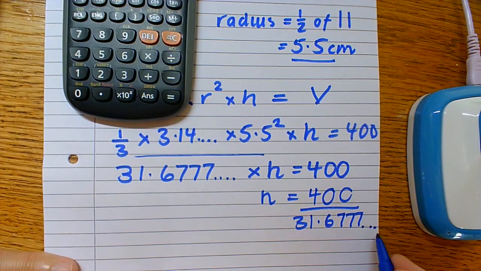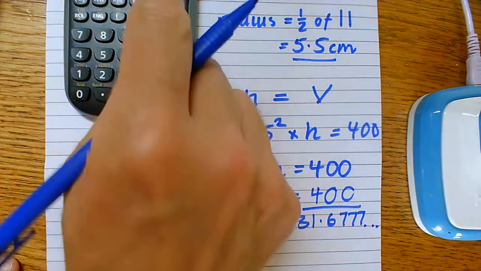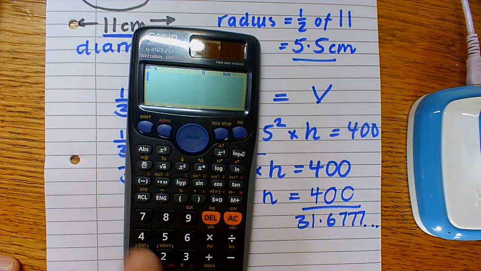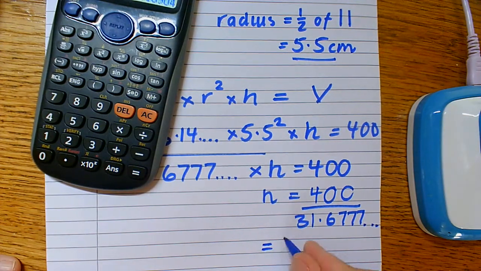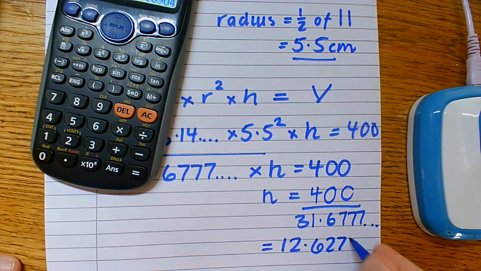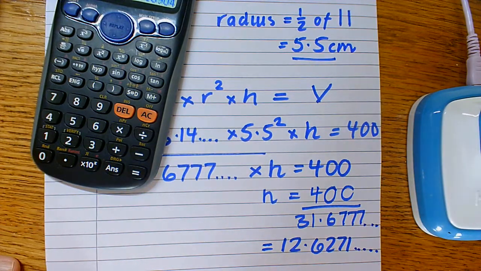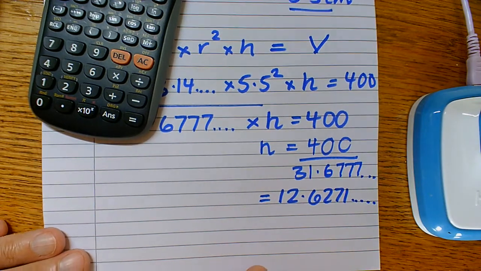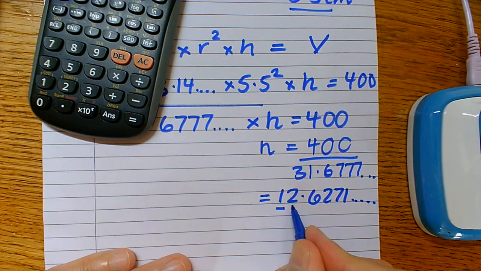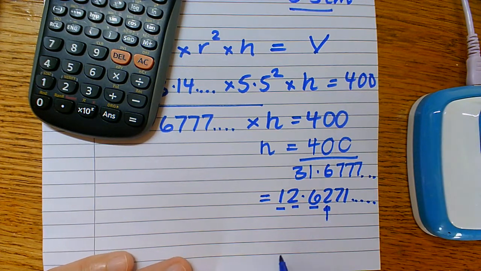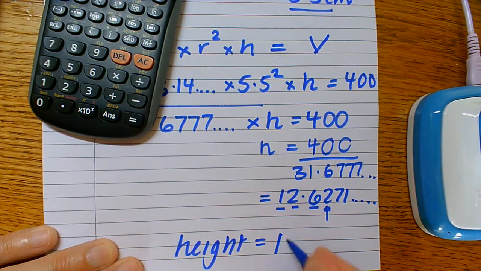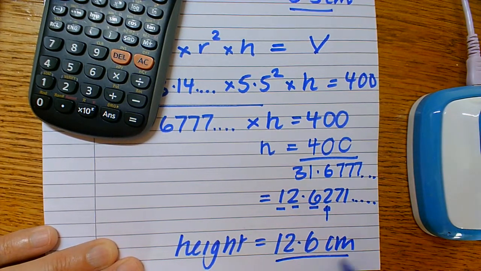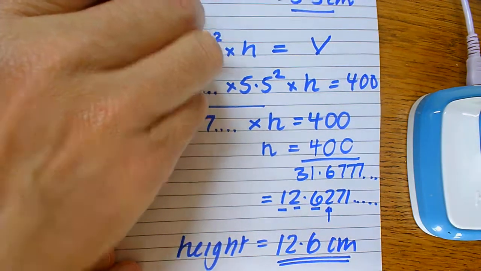31.677, and this is where that answer button comes in handy in the calculator, because all I'm going to need to type is 400 divided by my previous answer. There it is, 12.627. So the height is 12.6271, and obviously we don't need to know it to that accuracy. Looking back at the question, we want it rounded to 3 significant figures, so here we are, 12 point, and that's a 2, so it's just going to stay as 12.6. So the height of that cone would be 12.6 centimetres. There we are. That's to 3 significant figures.